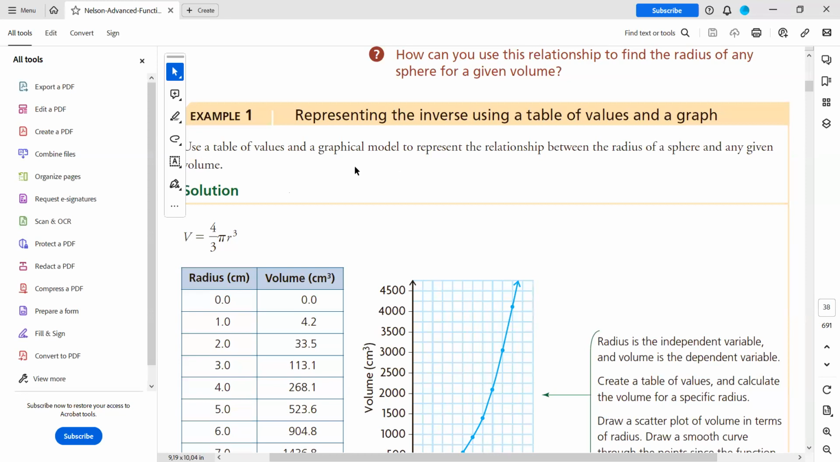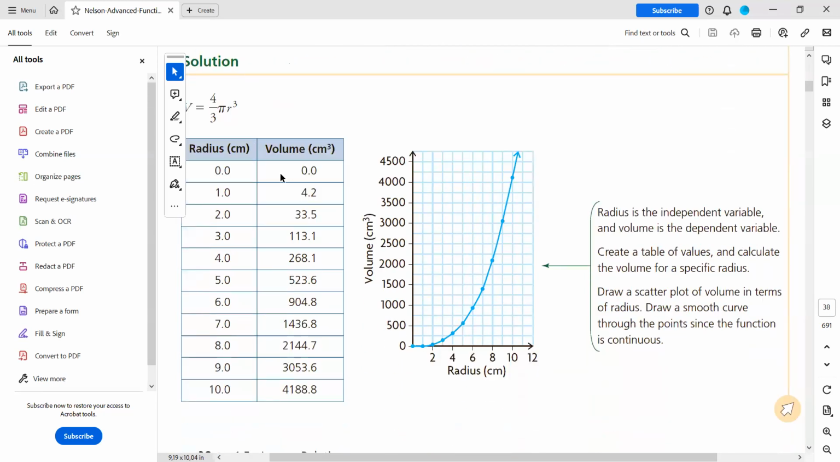Use a table of values and a graphical model to represent the relationship between the radius of a sphere and any given volume. So here's just a graph of a function that you can see right here. It's not hard to plot it. Basically, it's an exponential function. And for an exponential function, one way of doing it is just creating a table of values and joining consecutive points by a smooth curve. We find this point, and then we just draw a line between them, a smooth curve like that.